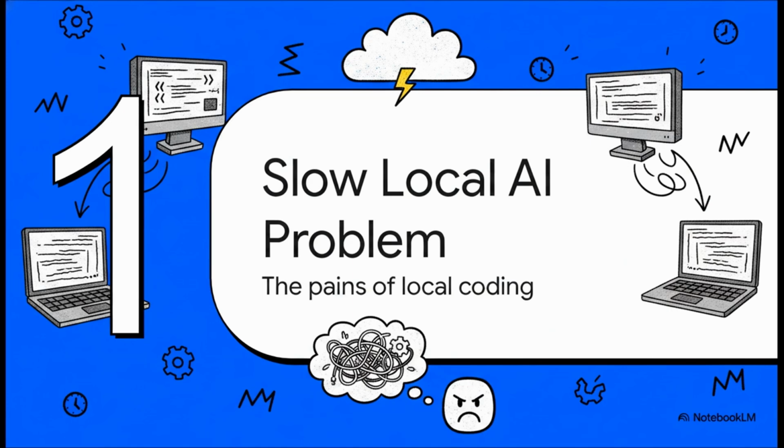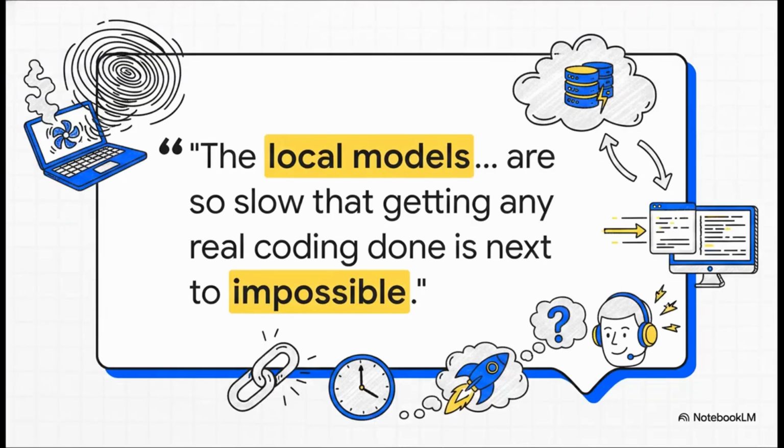Section 1. The slow, local AI problem. There's a quote from our source material today that really stands out. It says, "The local models you're running through Ollama are so slow that getting any real coding done is next to impossible." And honestly, it hits the nail right on the head. Unless you've dumped thousands of dollars into a ridiculously powerful desktop, running advanced AI models locally is kinda only good for tiny, trivial tasks. It totally breaks your flow state. You want an AI assistant to speed you up, not force you to stare at a blinking cursor while your laptop fan sounds like it's preparing for takeoff.